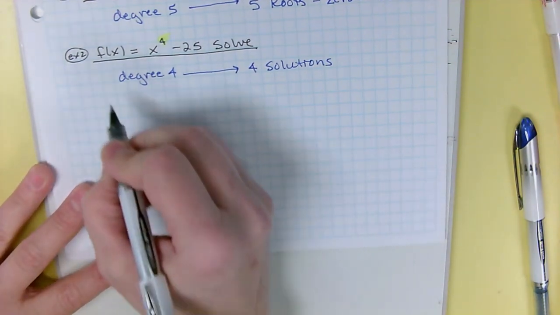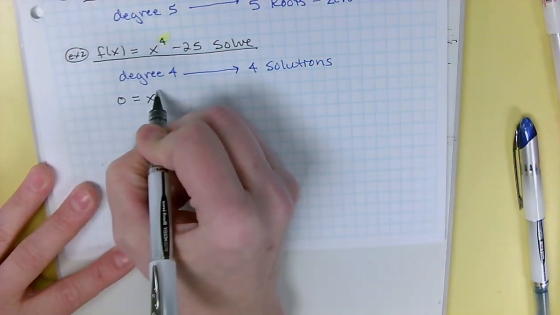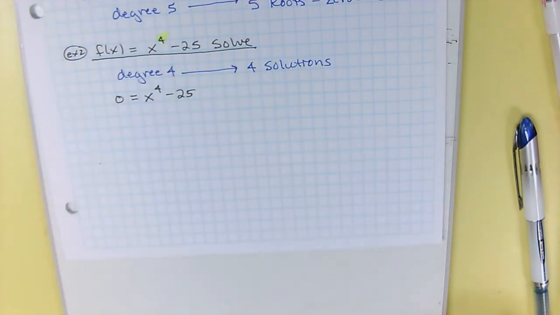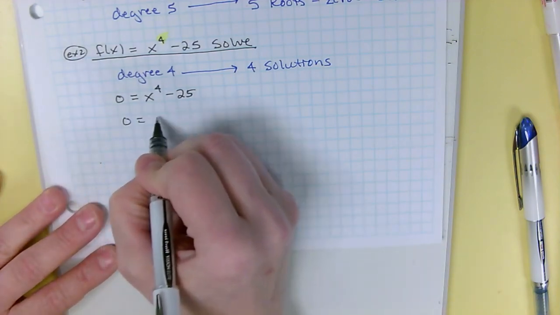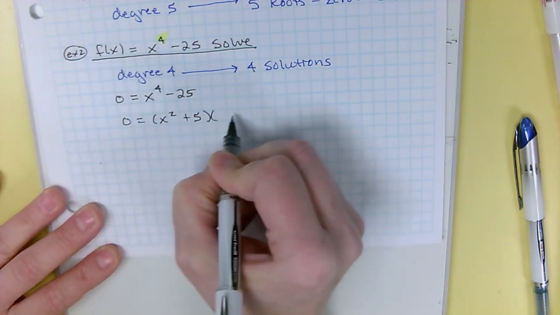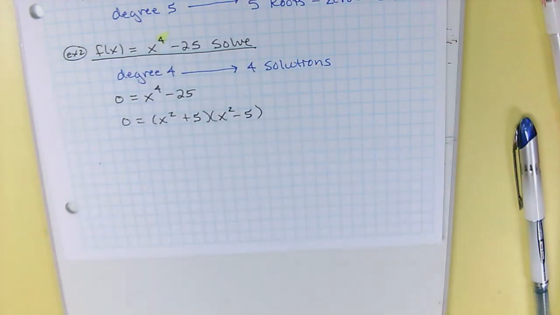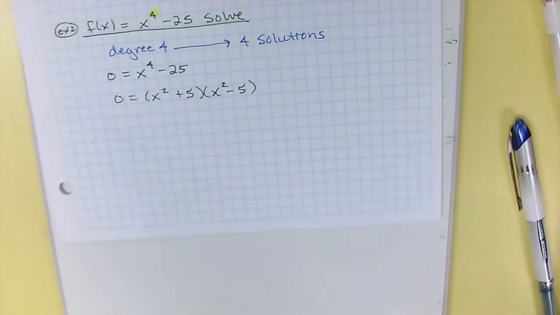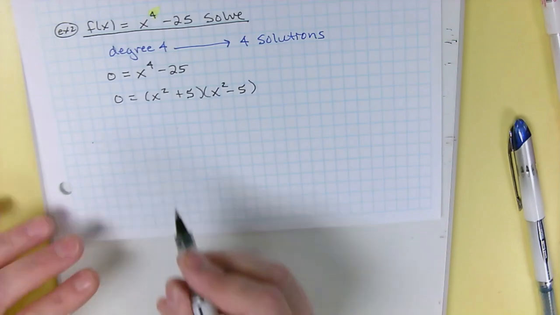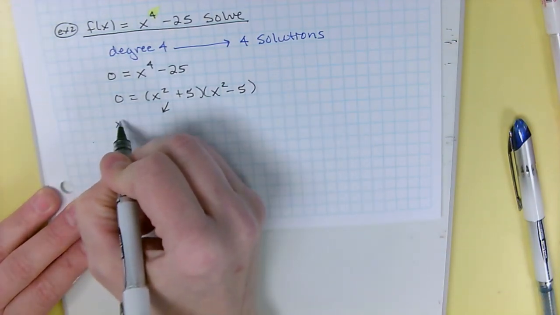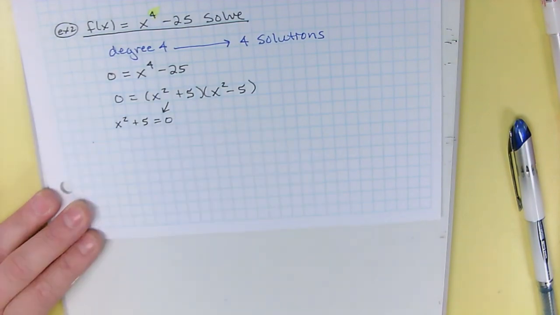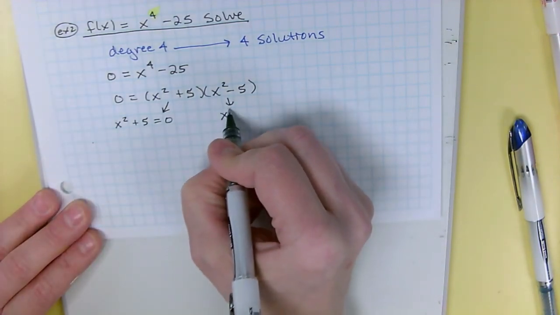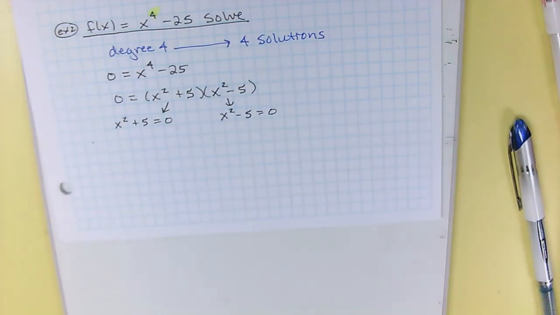So if we're going to solve this, you set f of x equal to 0, and x to the 4th minus 25 is a difference of 2 squares. So it factors into x squared plus 5 times x squared minus 5. And neither one of those is an a squared minus b squared, so that's as far as factoring is going to get us. So now we're going to solve. We're going to set x squared plus 5 equal to 0, and we're going to set x squared minus 5 equal to 0.